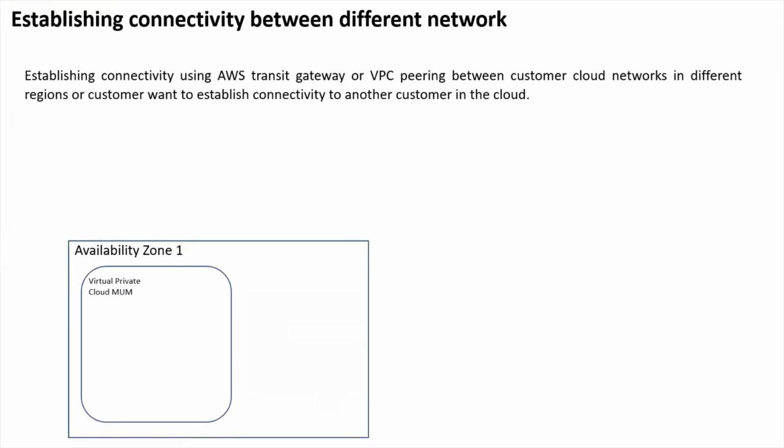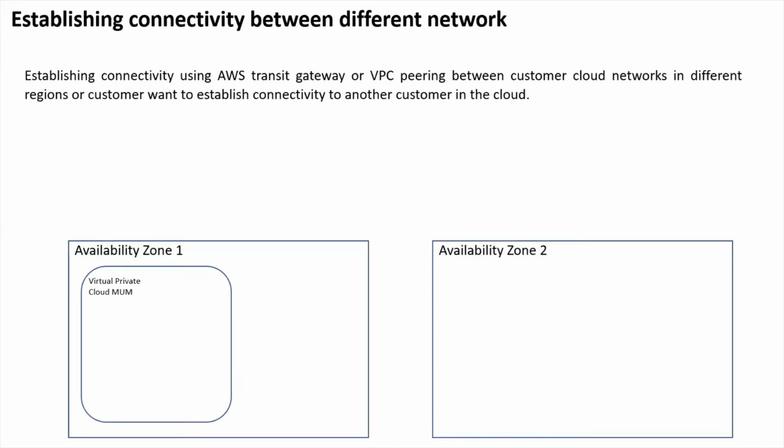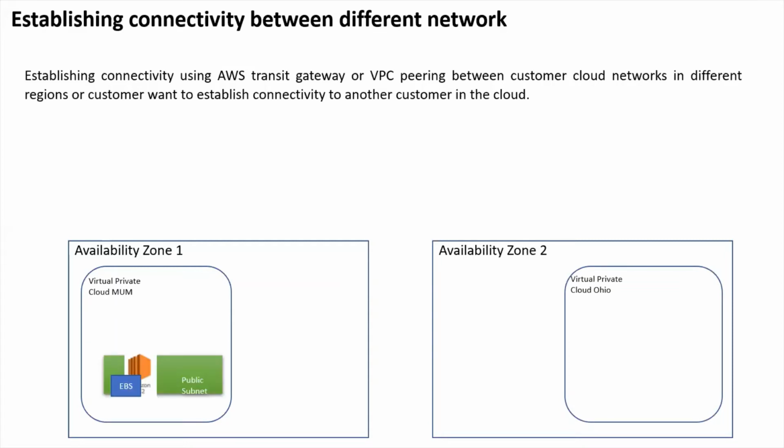We have a VPC in, for example, Mumbai, and we have another region in a different part of the world called Ohio. We have a VPC in Ohio, and we have a public subnet and instances installed in Mumbai, and we have another instance in Ohio. So we have to establish this connectivity using a transit gateway or VPC peering.